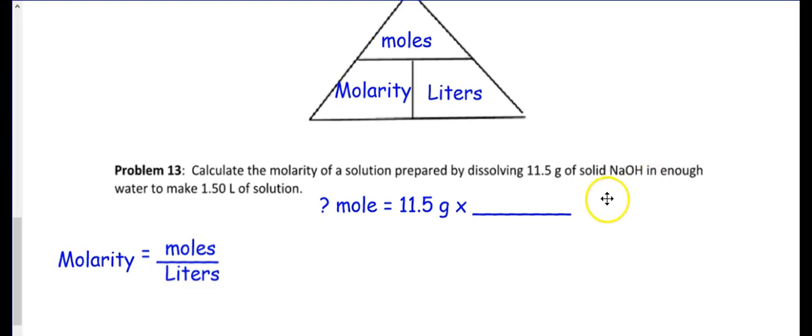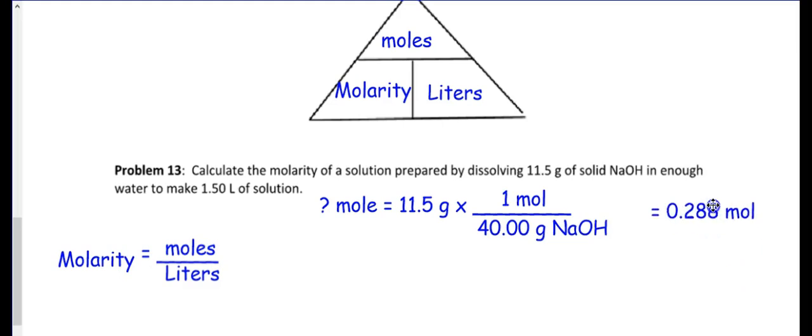Okay, hopefully you got everything. So what do I put on the bottom? I put grams of sodium hydroxide. So did you find the molar mass of sodium hydroxide? 1 sodium, 1 oxygen, 1 hydrogen? I got 40. All right, what goes on top is 1 mole. And what does this equal? Hey, you calculate it, not me. I got 0.288. I did calculate it, haha.